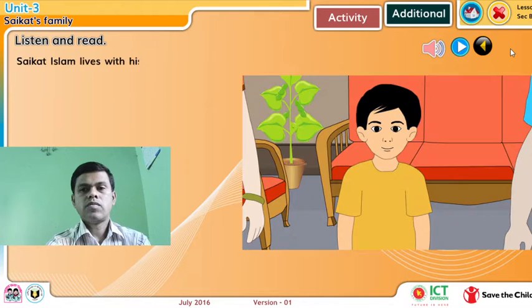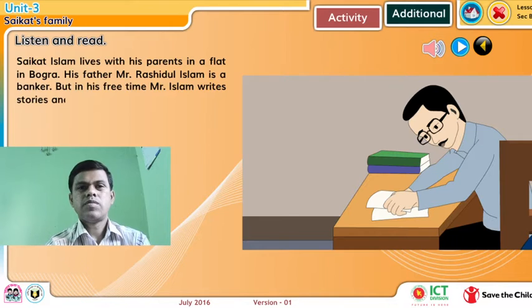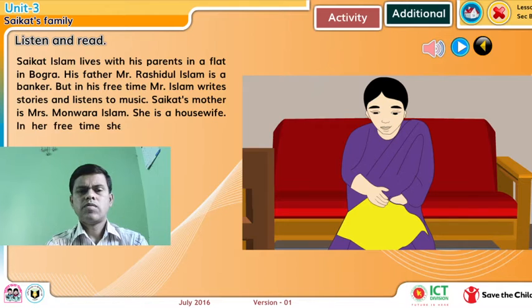Shoikhat Islam lives with his parents in a flat in Bogura. His father, Mr. Rashidul Islam, is a banker. But in his free time, Mr. Islam writes stories and listens to music. Shoikhat's mother is Mrs. Monora Islam. She is a housewife. In her free time, she enjoys sewing. She makes dresses. She often gets orders from her friends and neighbors.